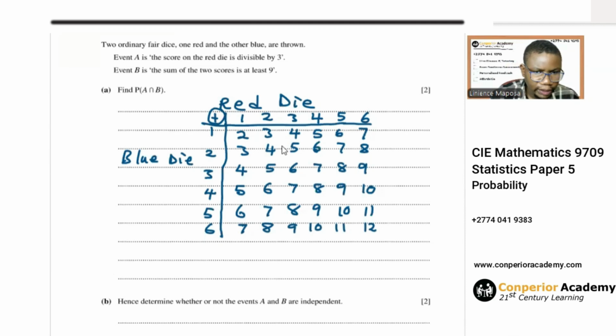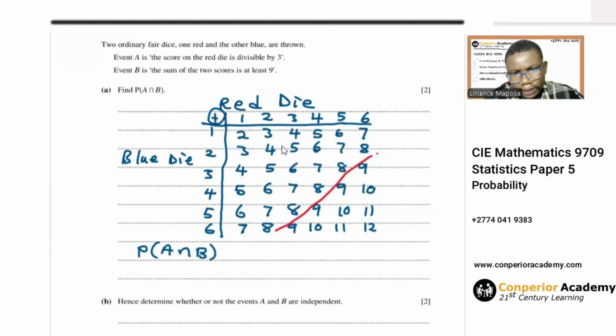Now we want to find the probability of A intersection B, the probability of event A intersection event B. Event B is that the sum of the two scores must be at least 9. So that means I must draw a line here.